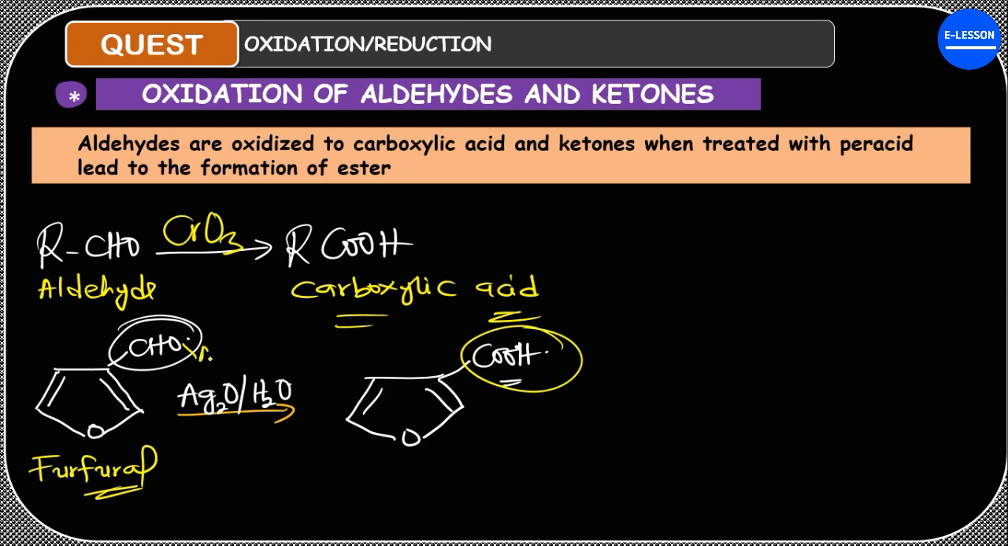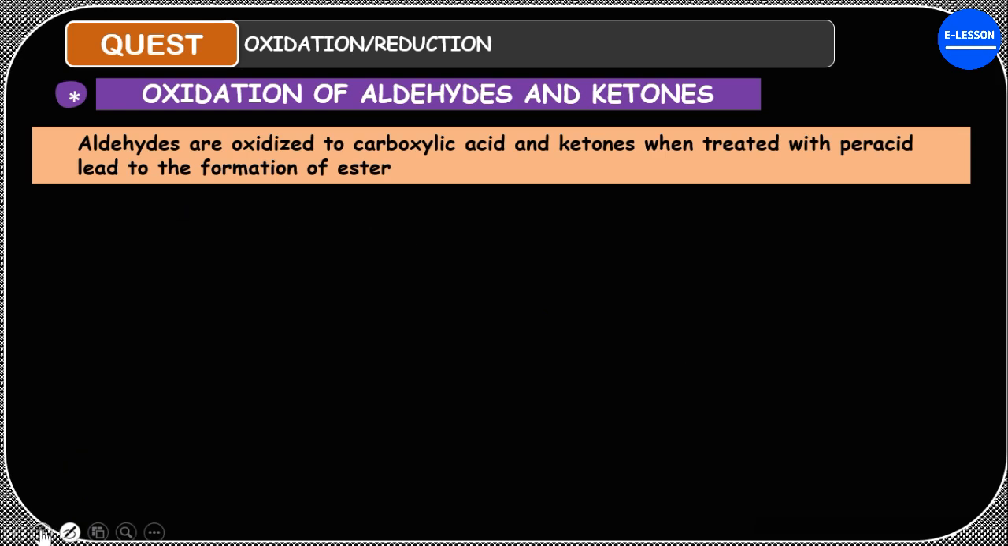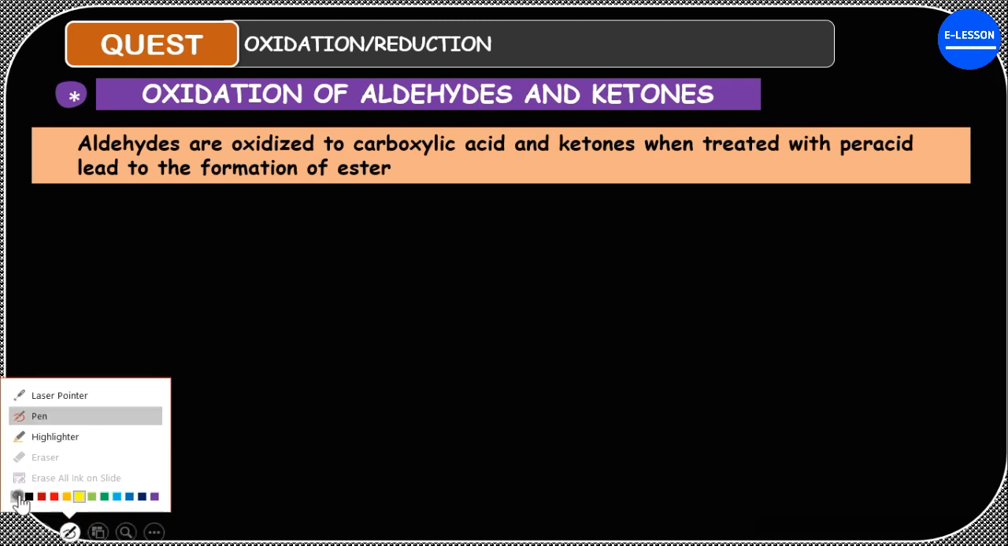So from here, you see the aldehyde is oxidized to a carboxylic acid. Quite easy, right? Aldehyde is oxidized to a carboxylic acid. Very easy. Now let us try those of ketones. The ketones are something like this.